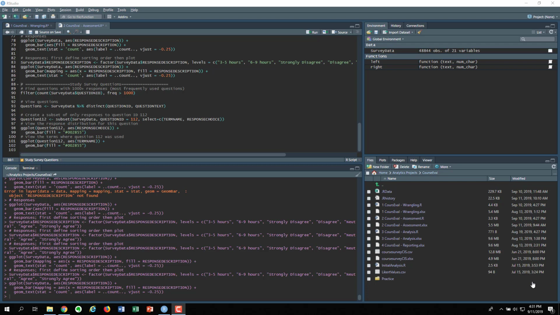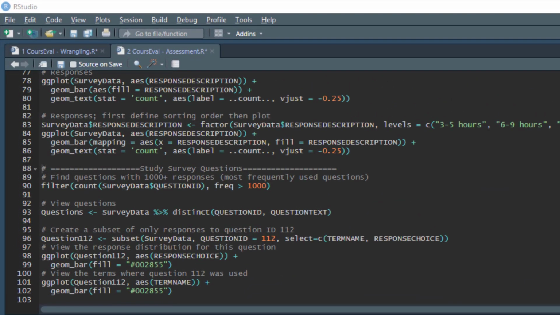So that's what we're going to look into next, is to dig into the different questions to see which of these questions we're going to want to include in our analysis. The first thing that we're going to do is create a filter so that we look at only those question IDs that have a count or frequency that is greater than 1,000. So these are only the question IDs that have more than 1,000 responses.